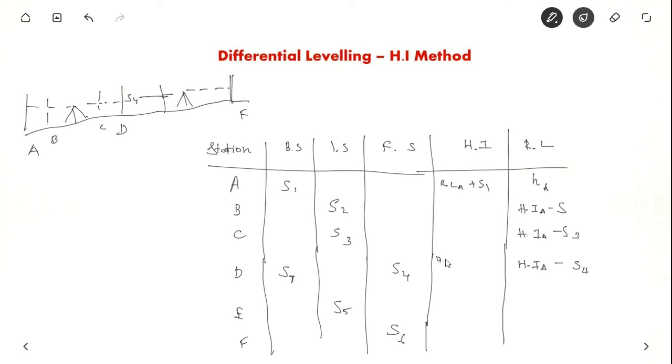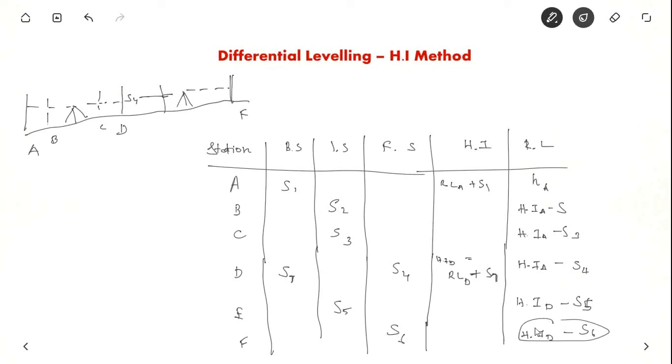So height of instrument at D is nothing but reduced level of this point D plus backside S7. You always know height of instrument is reduced level plus backside. And similarly at point E, reduced level is nothing but height of instrument of D, that is at this point, minus S5. And at F it is height of instrument of D minus S6.